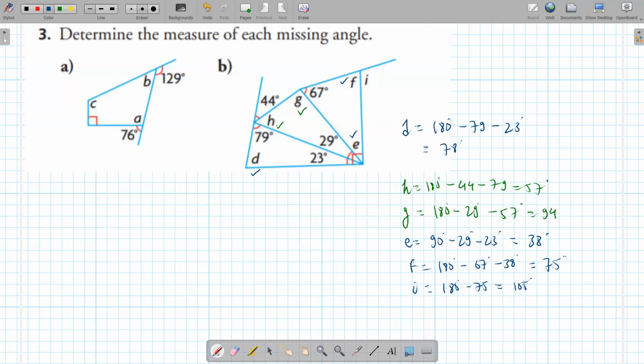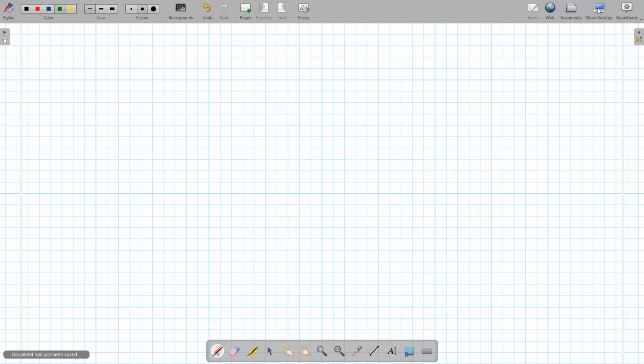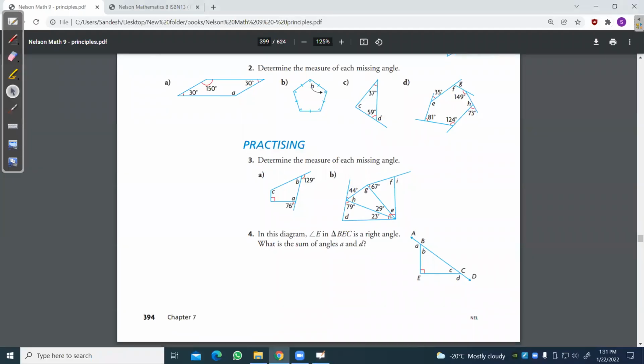Okay, just two properties we had to use. Angles in a straight line add up to, it doesn't matter how many there are. There could be like 20 of them, but the sum of this is gonna be 180. And the other one was angles in a triangle also add up to 180.